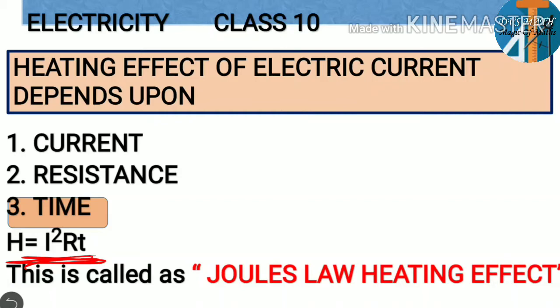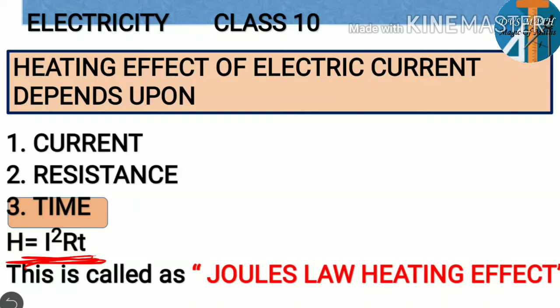That means the person gives the relationship between the voltage and the current. But Joule's law, that means Joule, he particularly talks about the heating effect of electric appliances. So that heating effect directly depends upon the current, resistance and time. So for that he gave a formula called H is equal to I square RT. So we are calling this Joule's law of heating effect.